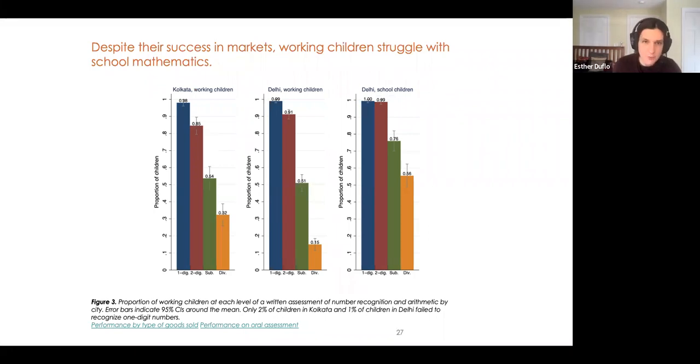However, they really struggle with school mathematics. When we administer the ASER test to them, we find, for example, in Delhi, 15% of them at the division level, so able to do a division. 51% of them are at the subtraction level. 91% are able to recognize a double-digit number and 99% a single-digit number. So they can recognize numbers, but they are not very good at manipulating them when they are given in the form of this kind of school math problem.